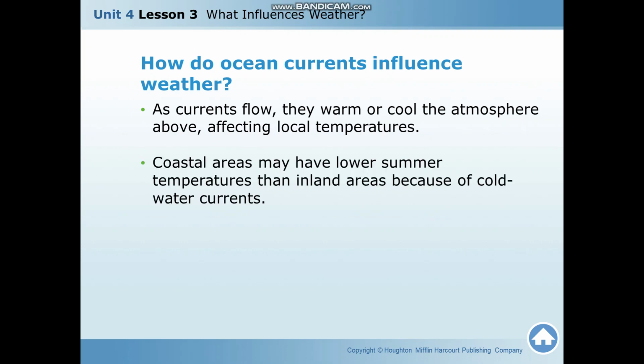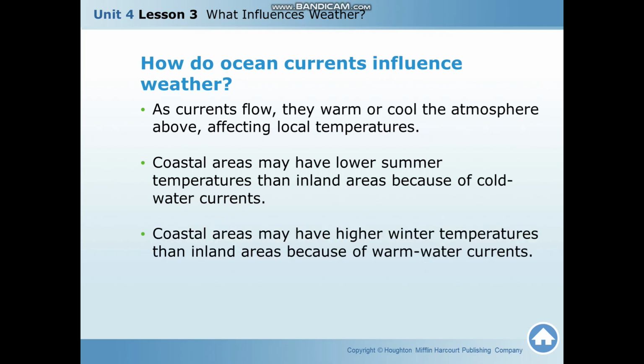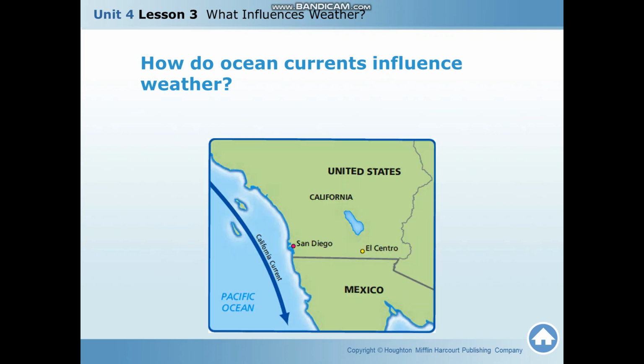Coastal areas may have lower summer temperatures than inland areas because of cold water currents. Coastal areas may have higher winter temperatures than inland areas because of warm water currents.